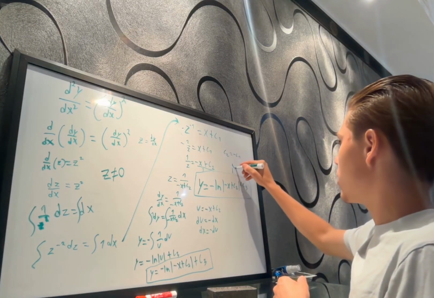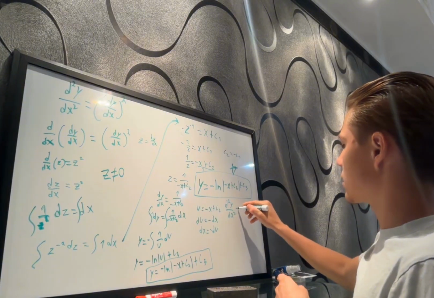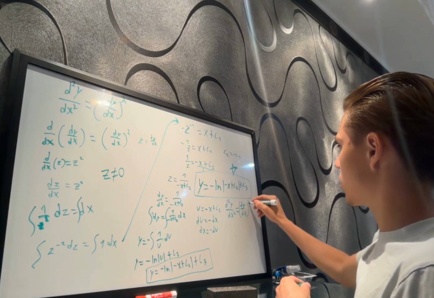But yeah, this is it. This is the case where the second derivative of y with respect to x equals the first derivative of y with respect to x to the power of 2.